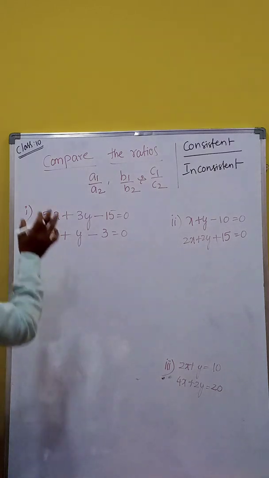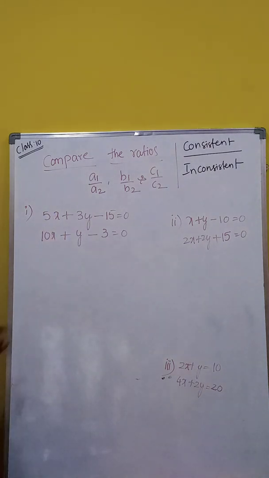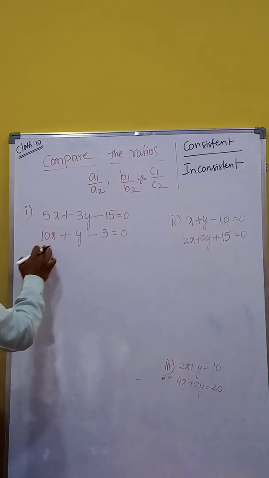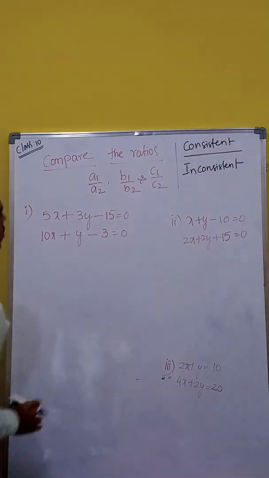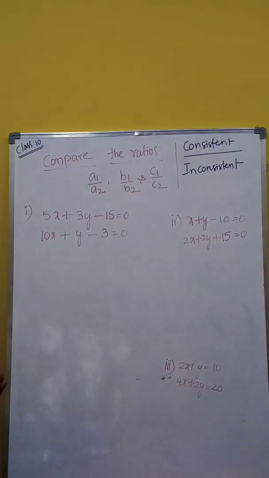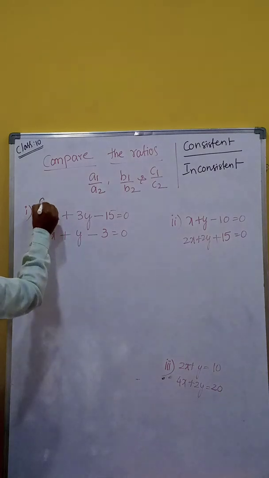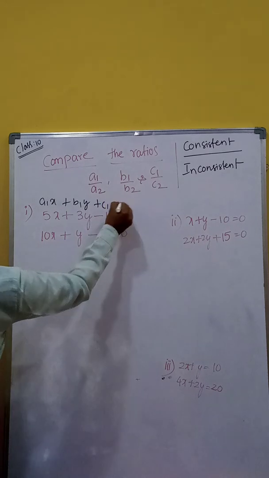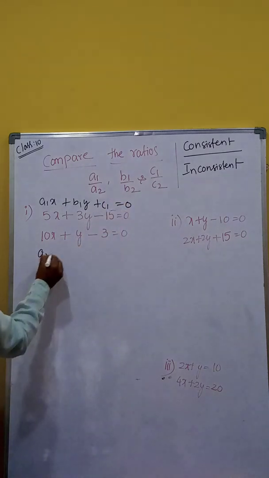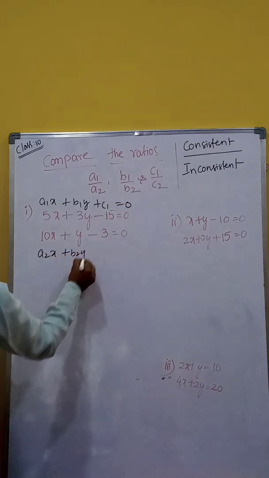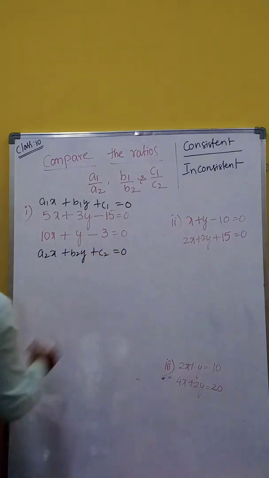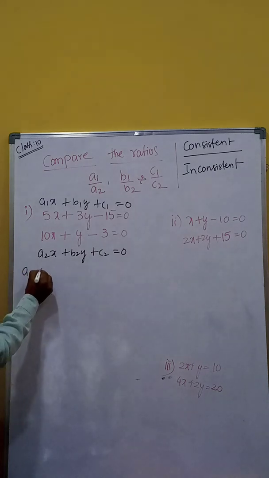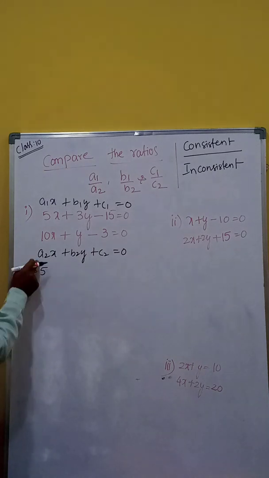First compare the given equations. What is the pair of linear equations given? 5x plus 3y minus 15 is equal to 0. Second one, 10x plus y minus 3 is equal to 0. These are the given equations. First compare with the general form: a1x plus b1y plus c1 is equal to 0, and the second one a2x plus b2y plus c2 is equal to 0. Now what is the a1 value here? 5. Then what is the a2 value? 10.